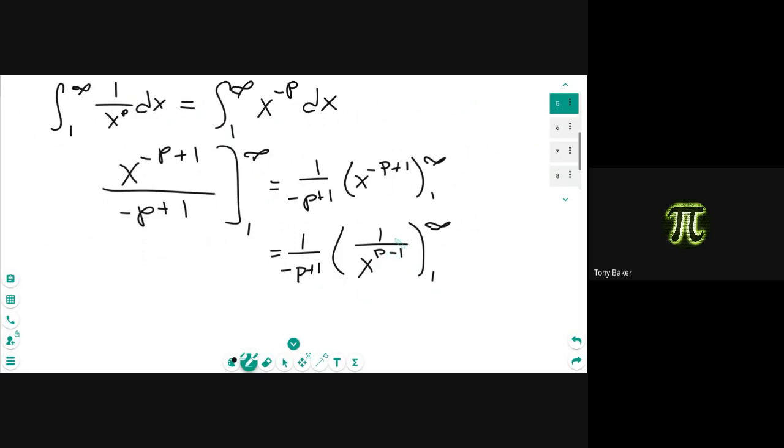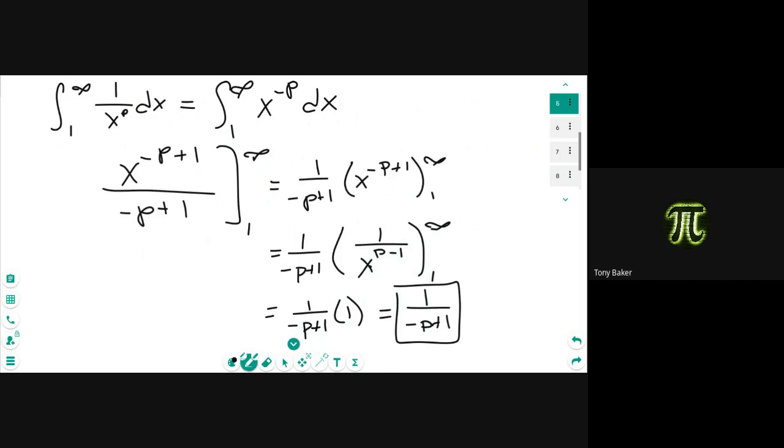All right, so now we can plug in our values. If I plug infinity in, what's that going to? 0, right? Because it's 1 over an insanely large number. If I plug 1 in, it's going to be 1 over 1, which is 1, right? So I get 1 over -p plus 1 times 1, which is just 1 over -p plus 1. Okay, so that's the answer there.